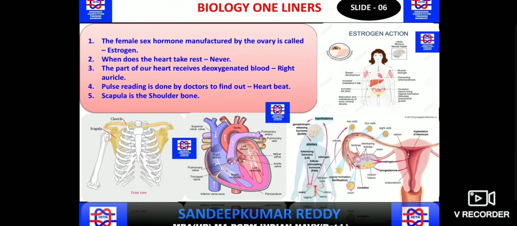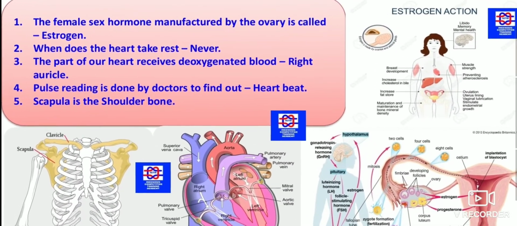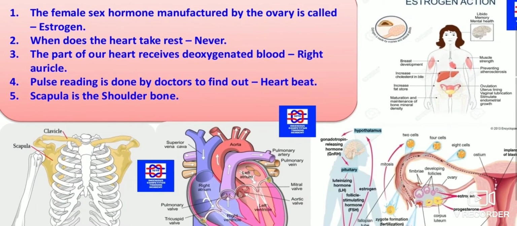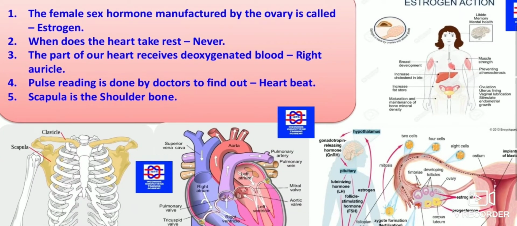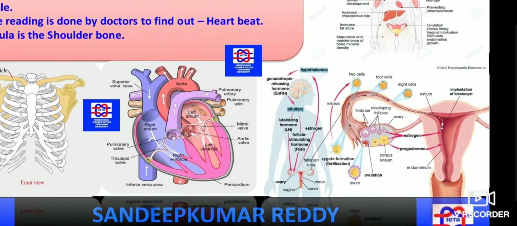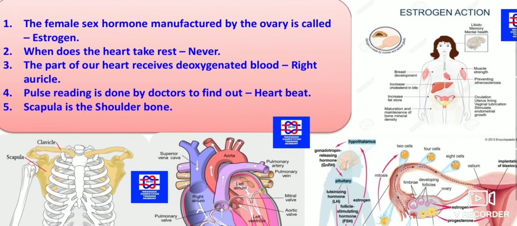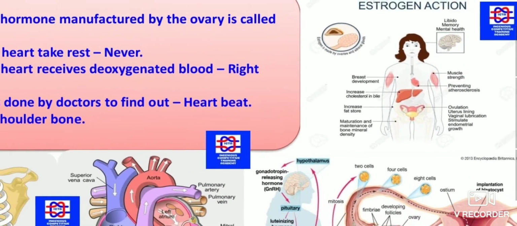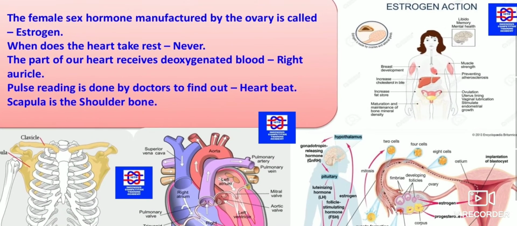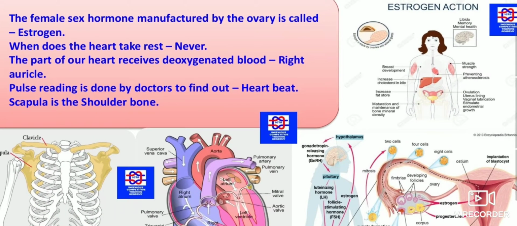Next we have the slide. The female sex hormone manufactured by the ovary is called estrogen. So the hormone which is manufactured in the ovary is estrogen. As you can see, estrogen is manufactured over there. So next we have, when does the heart take rest? The heart never takes rest, because if it takes rest you will die.